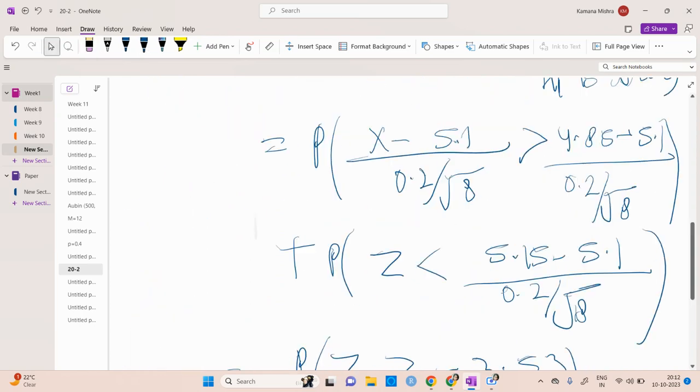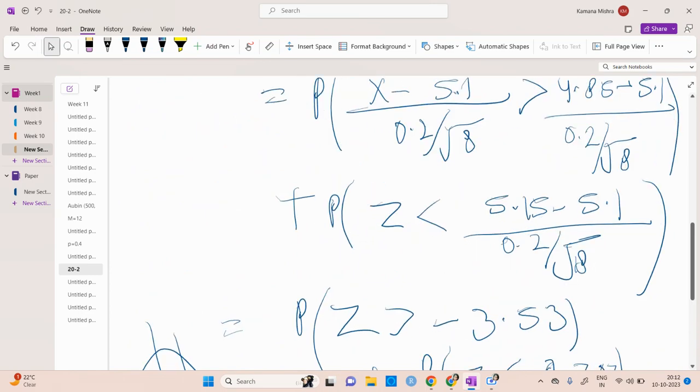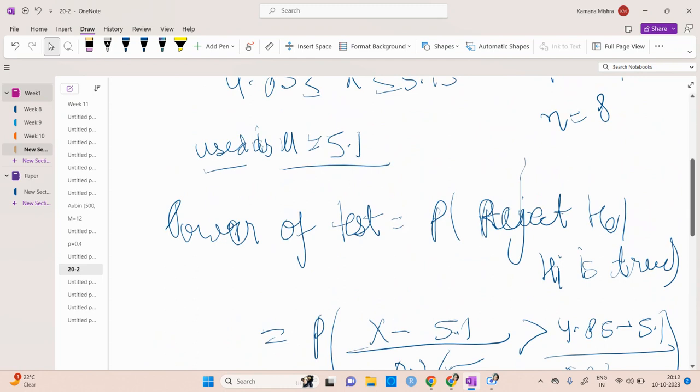Or otherwise, what you can do is take the power of the test as 1 minus beta, and then take this region given H1 is true. Okay.